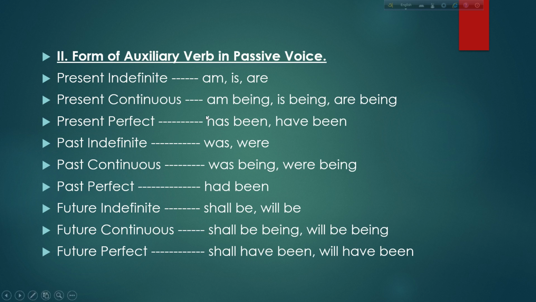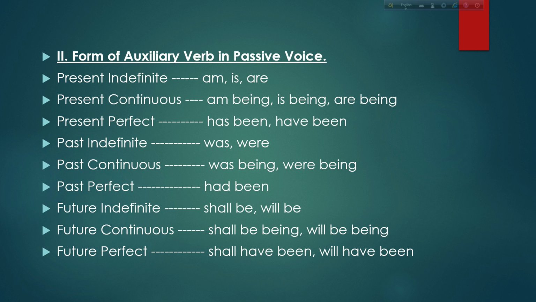Now I am giving the auxiliary verbs of passive voice here. Present indefinite tense, we should use am, is, are. Present continuous, am being, is being, are being. Present perfect, has been, have been. Past indefinite, was, were. Past continuous, was being, were being. Past perfect, had been. Future indefinite, shall be or will be. Future continuous, shall be being or will be being. And future perfect, shall have been or will have been.